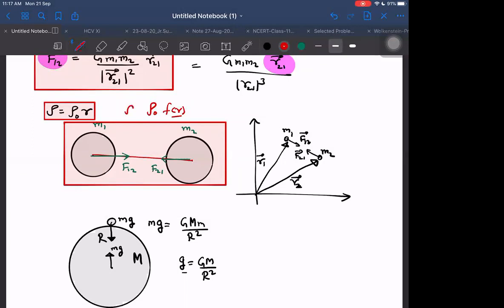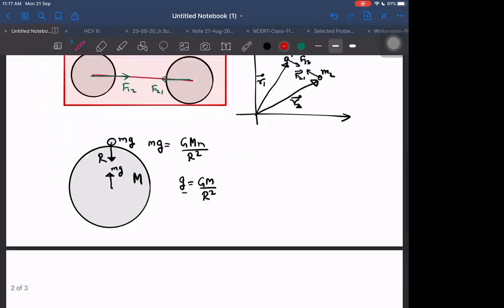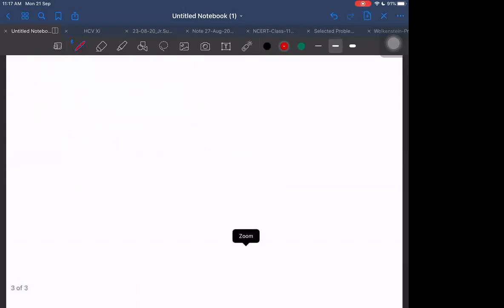Then also definitely it should be a shell. It should be a spherical body. Spherical means a complete sphere, not just a part of a sphere.